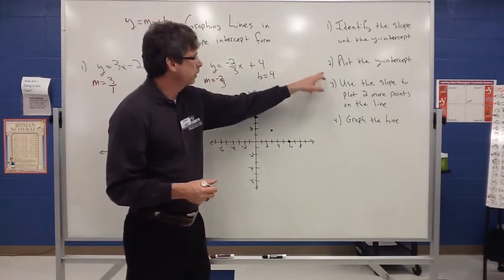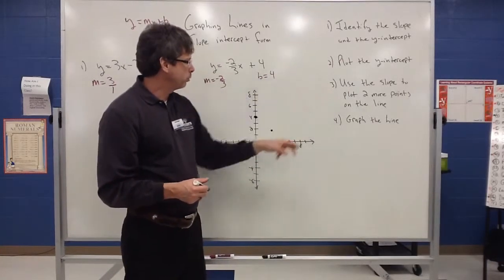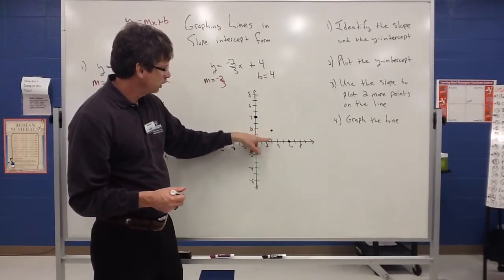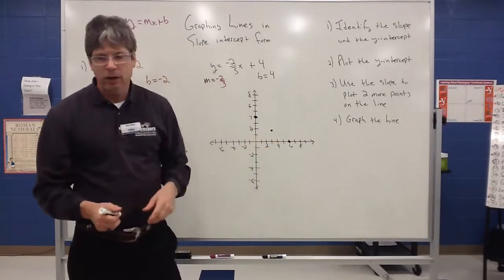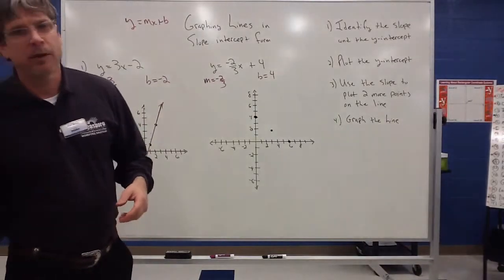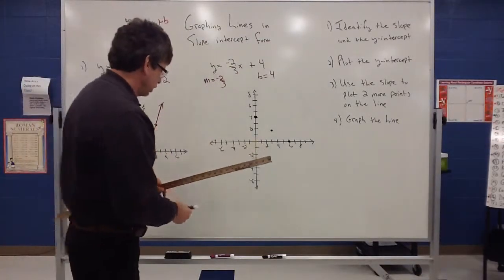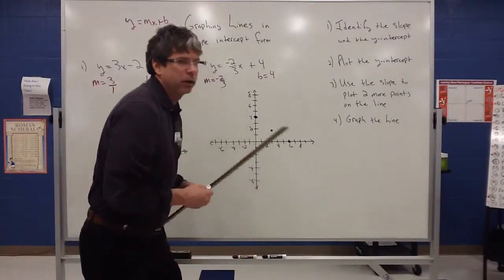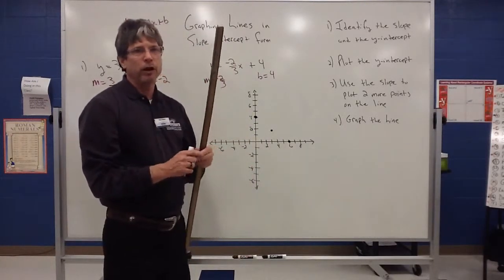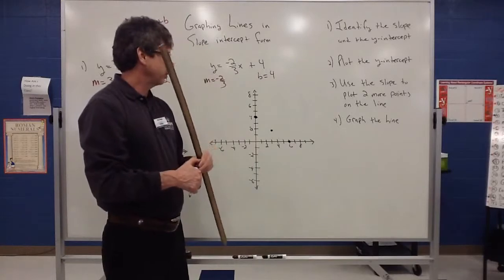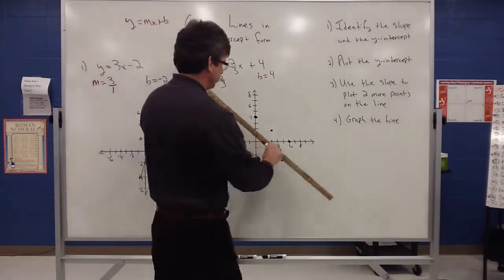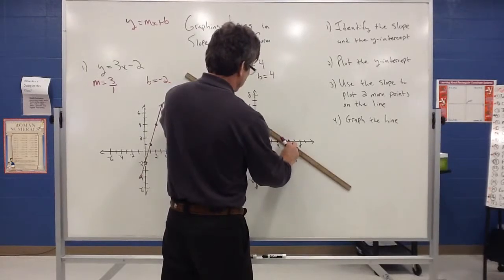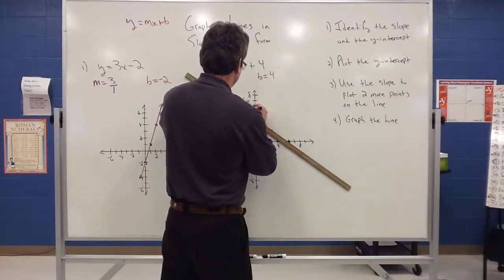So again, I plotted my y-intercept. I then used the slope to plot 2 more points. So there's my y-intercept. Down 2, right 3 gave me 1 more point. Down 2, right 3 gave me another point. Again, I'm plotting 3 points just to make it look a little bit better. It really only takes 2 points to draw a line, if you recall, but we're just doing that for a little extra measure, just a little extra practice. So I'm going to line those points up, and I'm going to draw my line through those points.